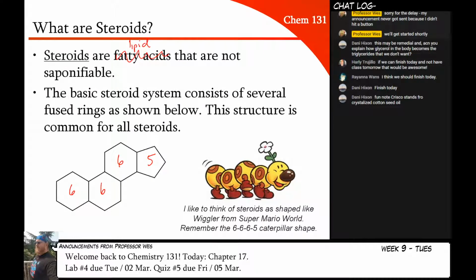Now, it's a caterpillar because it has this bump in it. Otherwise, I would have just made a line or something, or a worm or whatever. So this is the basic structure of a steroid. And these rings all connect in this specific pattern for all steroids. It's very, very common. In fact, one of the most common steroids is something that you probably eat too much of every day. It's called cholesterol.